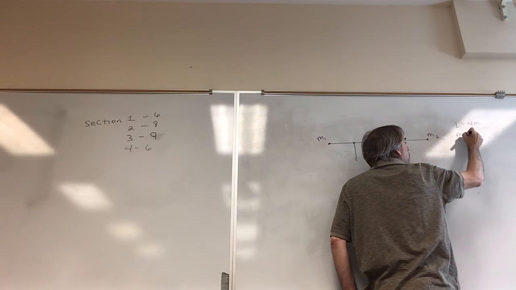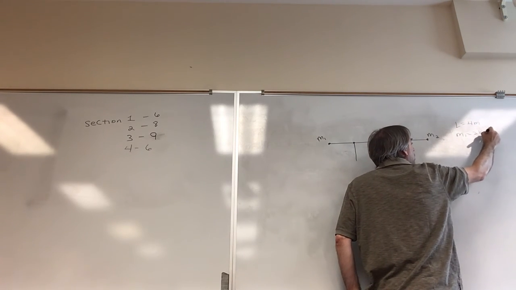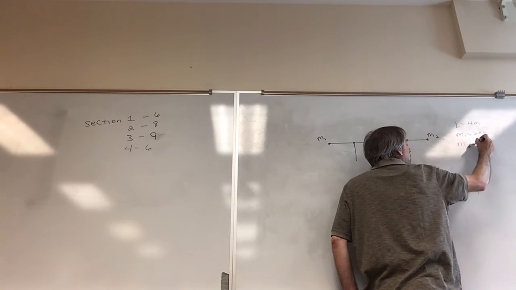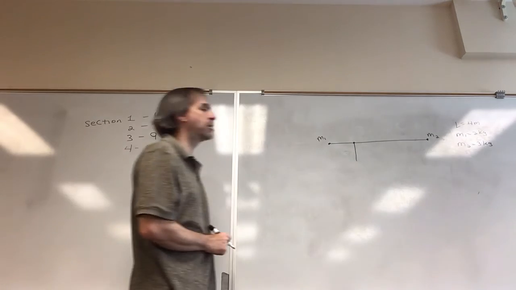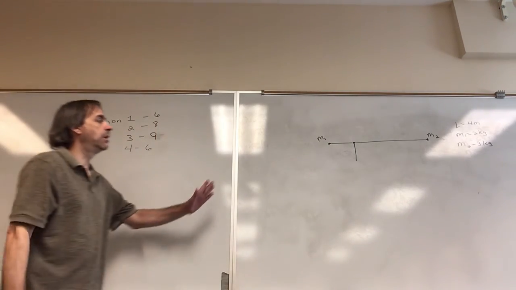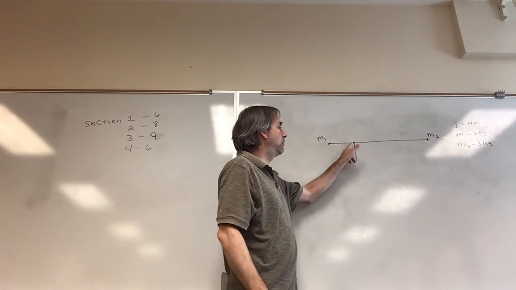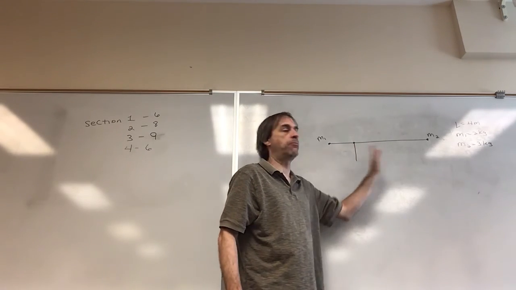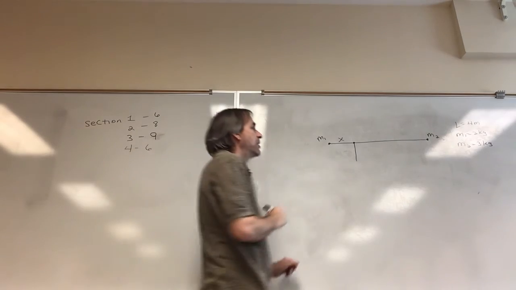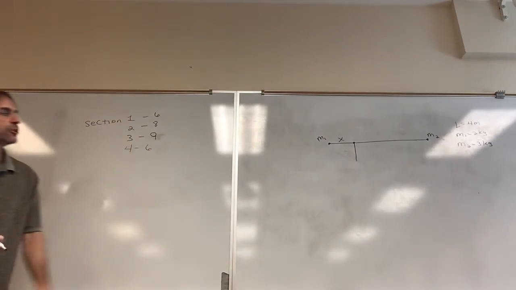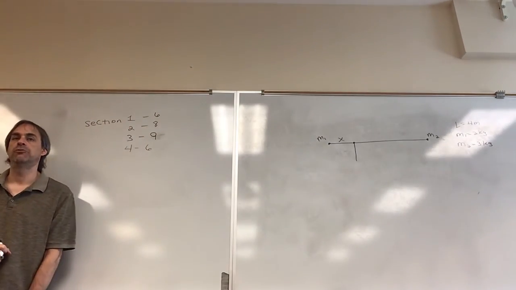And say mass 1 is 2 kilograms and mass 2 is 3 kilograms. So where do we want to put this support? Say this is a thing that can slide across this bar. Let's call X the distance from mass 1. Where do we want to put X to balance this object?